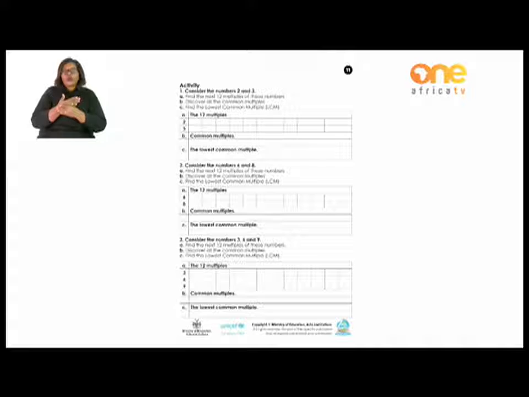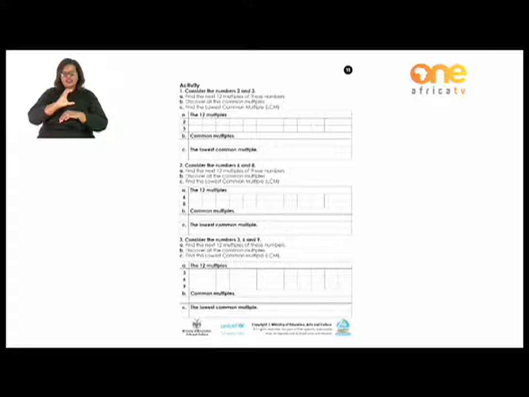Page 11 in our booklet, the first one is for you to consider the multiples of 2 and 3. What are they asking? The lowest common multiple of 2 and 3, but you need to go through A, find the next 12 multiples of these numbers. In the table, you can see the columns are empty. Fill in the multiples of 2 and 3. And then you go to B to discover which multiples are common, found in both sets.